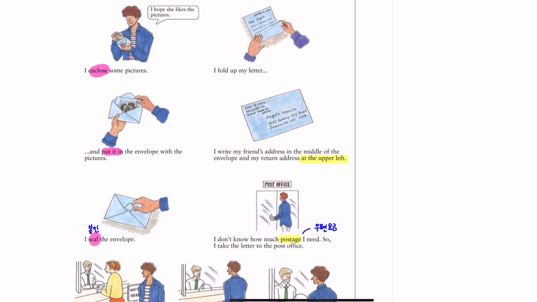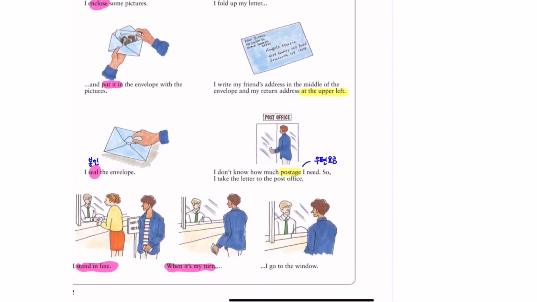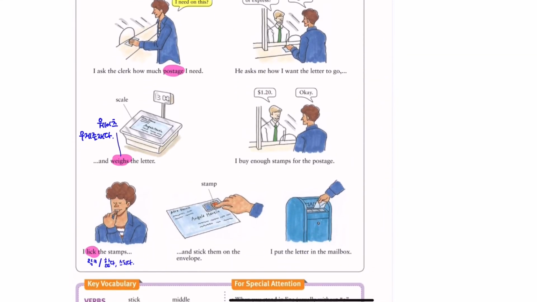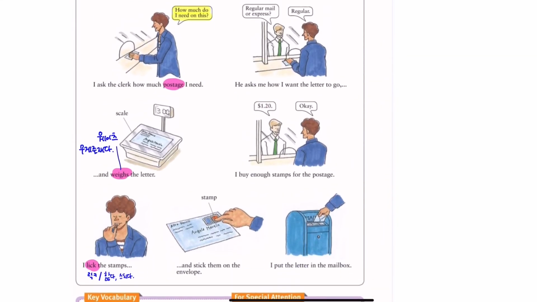I seal the envelope. I don't know how much postage I need, so I take the letter to the post office. I stand in line. When it's my turn, I go to the window. I ask the clerk how much postage I need. "How much do I need on this?" He asks me how I want the letter to go.